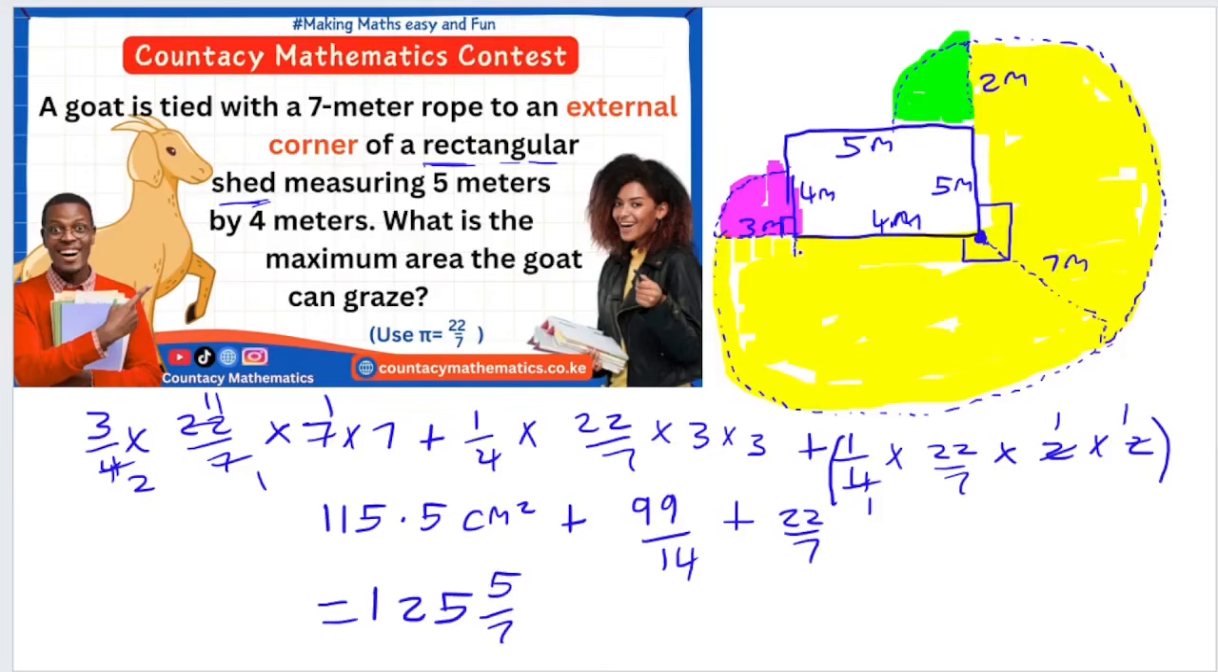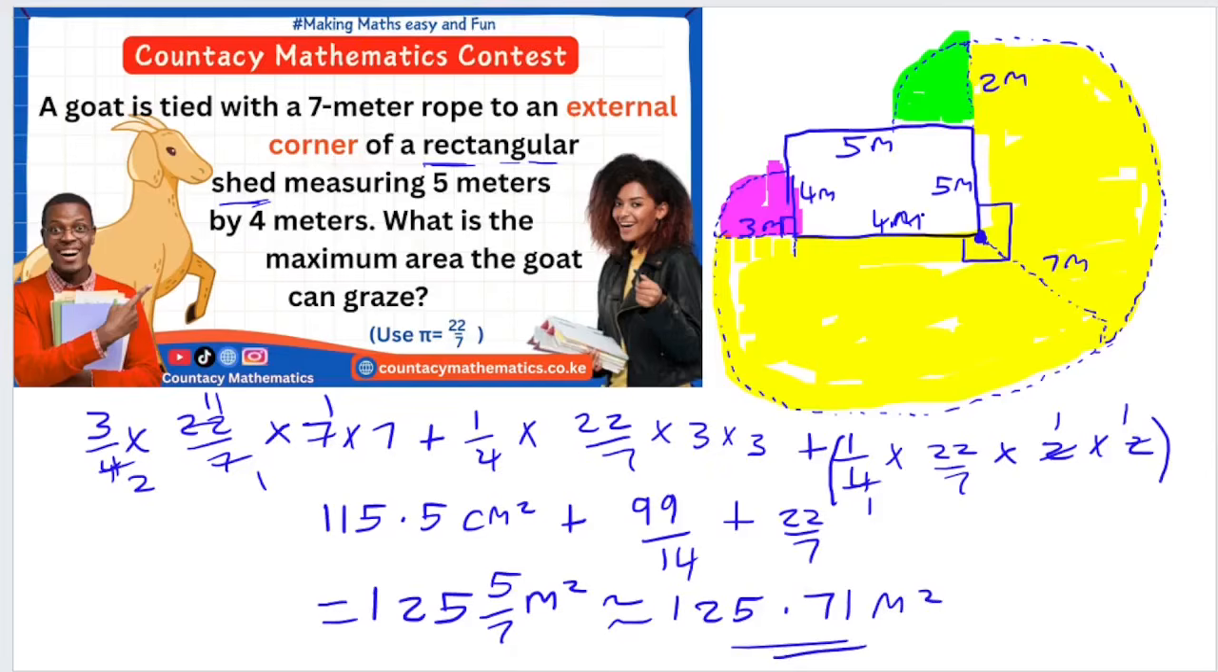Remember, we were actually given that in meters, so you get 125 5 over 7 meters squared, and that one is equivalent to, if we convert this one to a decimal, 125.71 meters squared. And actually, that's the required solution for that.